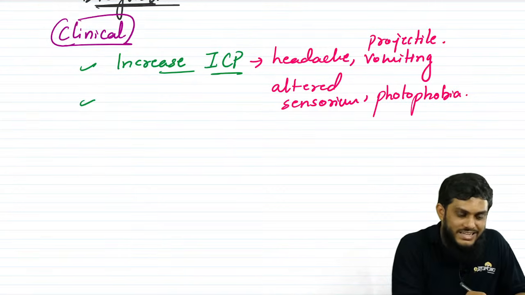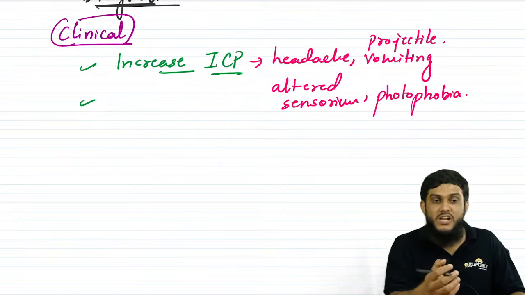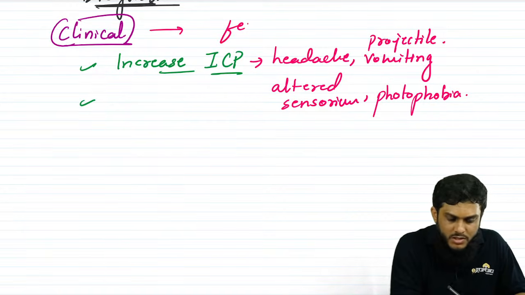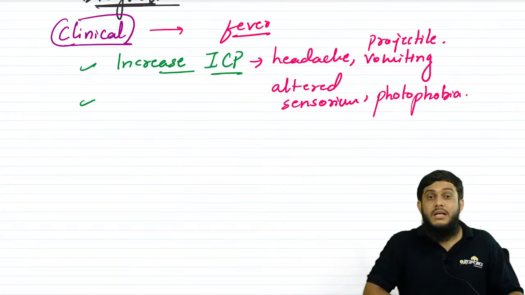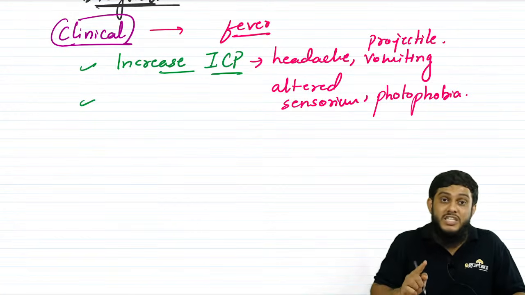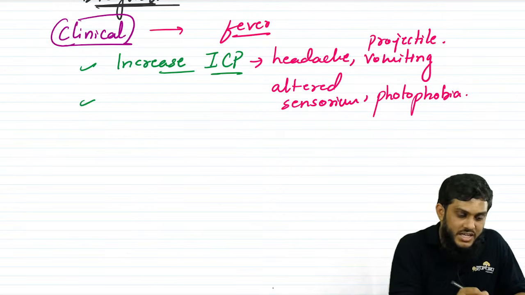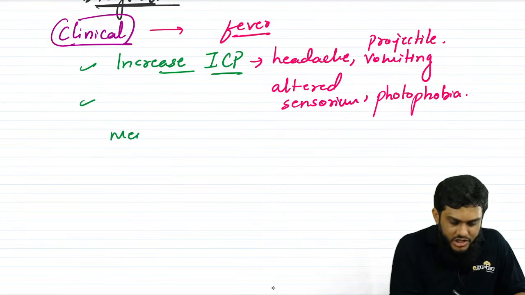Obviously, because there is an inflammation, itis means inflammation, fever is an important clinical manifestation. There is no doubt in that. And then now the clinical signs which suggest that there is bacterial meningitis: signs of meningeal irritation.